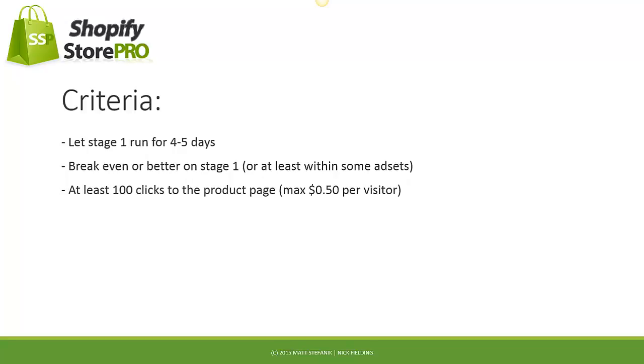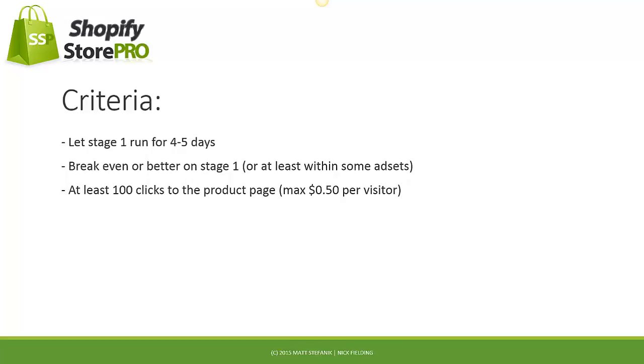However, let's assume that you have run stage 1 for 4 or 5 days. You need to be at break-even point or better on that first stage, and at least within some of the ad sets that you've set up. So you need to see ad sets that are breaking even or better on stage 1. And you want to have had at least 100 clicks to your product page, and again, I want to see paid a maximum of 50 cents per visitor.